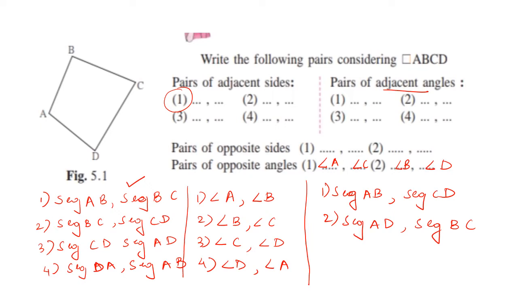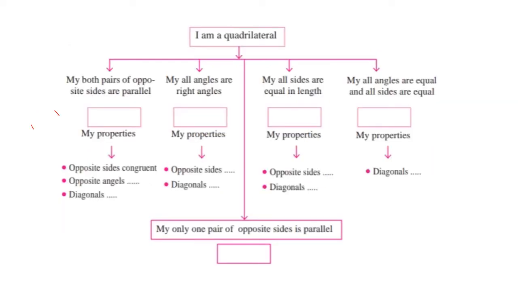Now let us study the types of quadrilaterals and their properties. In 8th standard you have already done it, but let's revise them. Recall the types of quadrilaterals and their properties. I am a quadrilateral, and these are the 4 types of quadrilaterals and their properties. We need to guess the type of quadrilateral depending upon the hints given, and even determine some of the properties.